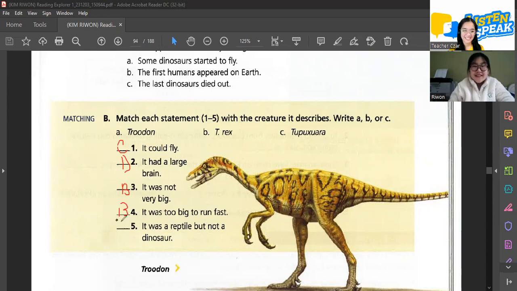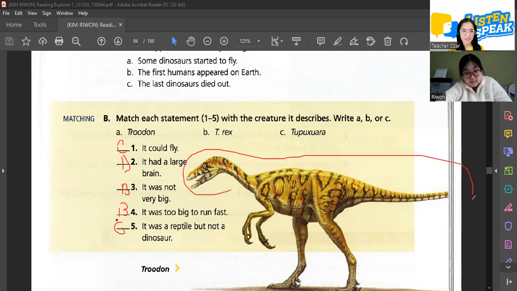Okay, it was a reptile but not a dinosaur. C. Okay, good. Now, this one is the Troodon. That was a very intelligent dinosaur. So even though it has a small head, it's really intelligent because maybe their brain is very big.